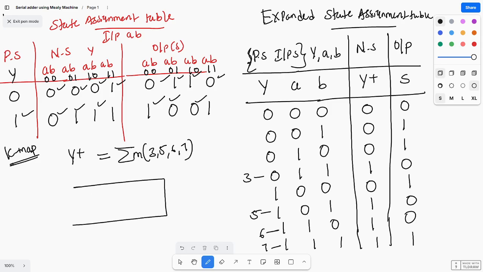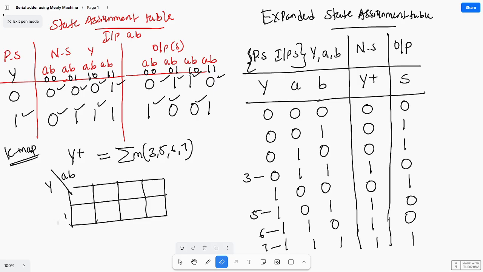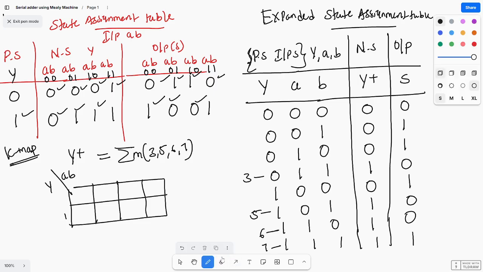So if I draw the K map, here inputs are y, a, b. 0, 0, 0, 1. This is 0 only. Yeah, this is 0 and 1. 0, 0, 0, 1, 1, 0, 1, 1.